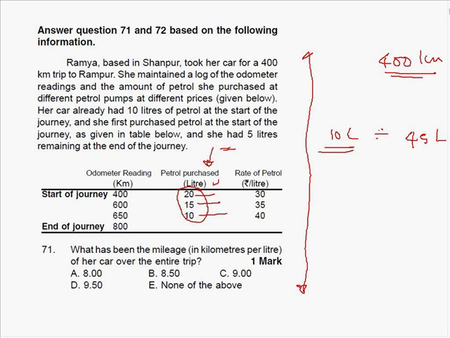What is the mileage? Kilometers per liter. So I need to find out how many kilometers. 800 at the end of the journey. So I think I made some mistake. Sorry, it will be 10, so this will actually be 50 liters. 800 at the beginning of the journey, 400 at the end, so 400 kilometers, 400 kilometers on 50 liters, 8 kilometers per liter. Simple problem.